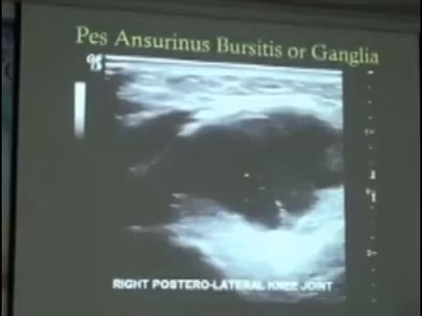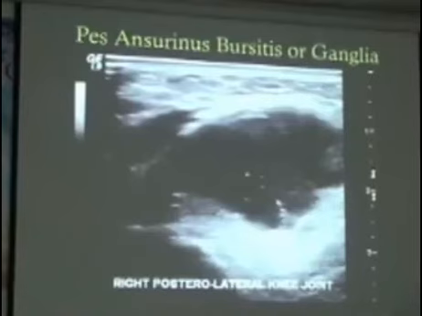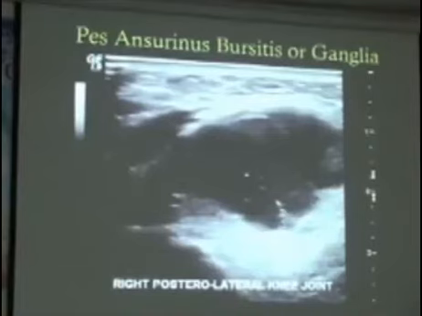So generally, pes anserine bursa is more compressible. So when you push on it with the probe, it collapses. This one was quite tense and didn't change. So I'm thinking it's going to be more like a parameniscal cyst.